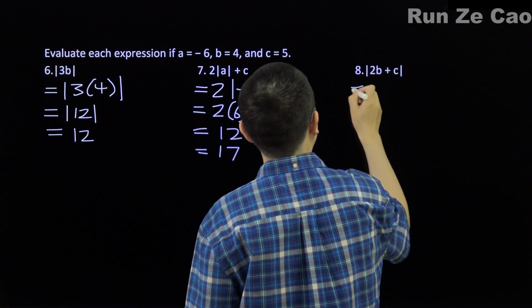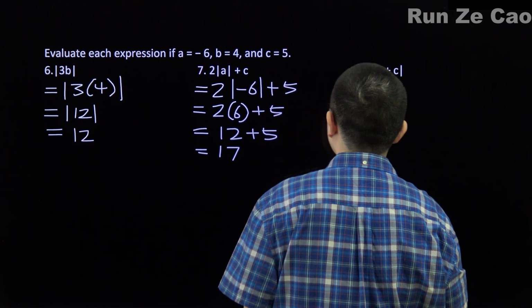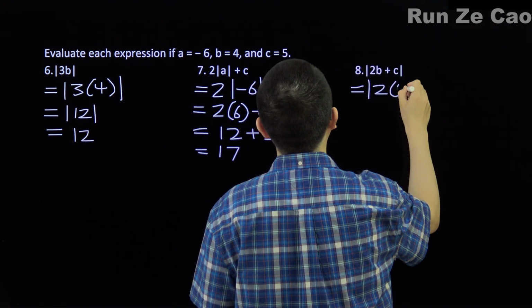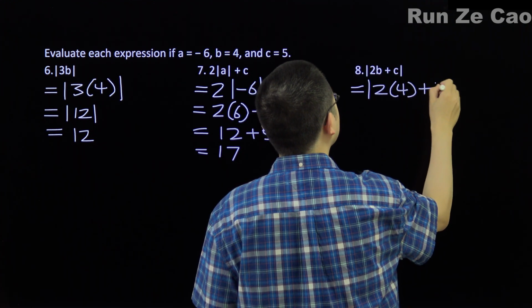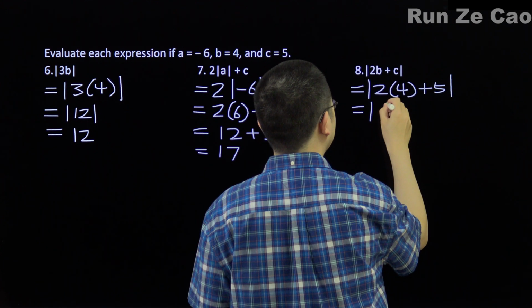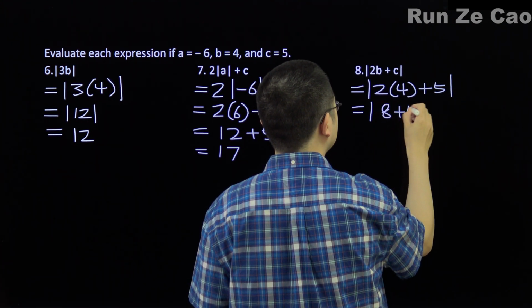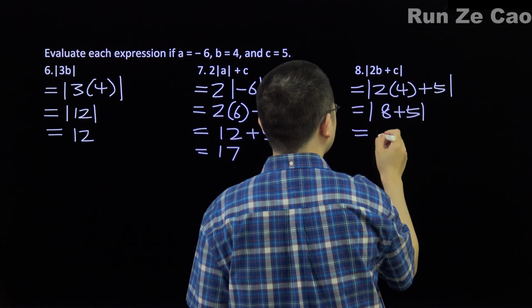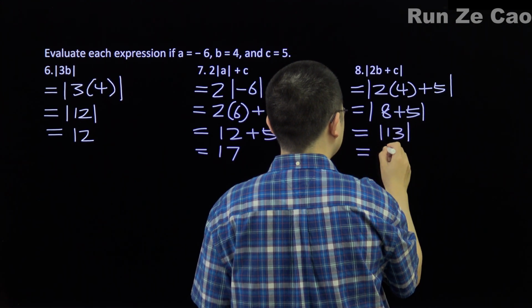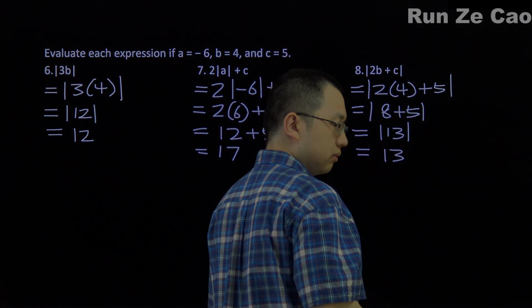2B plus C with absolute value symbols. Well, that's magnitude of 2 times 4 plus 5. So that's magnitude of 8 plus 5. So magnitude of 13 equals 13.